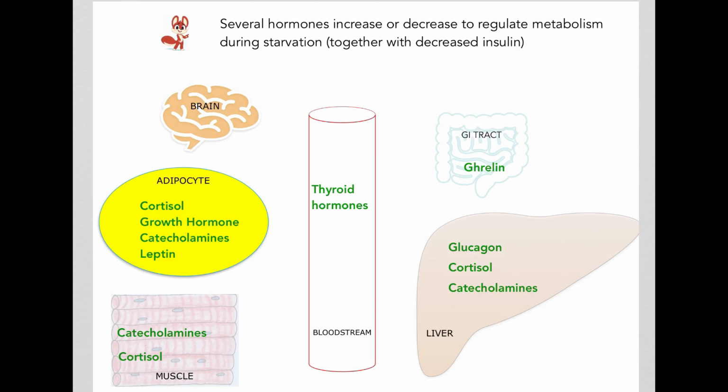Several hormones either increase or decrease to regulate metabolism during starvation. So besides glucagon, as well as the decreased insulin levels that we see during starvation, there are many other hormones that also play a role in regulating metabolism during starvation, and examples that we'll discuss in this or future videos include ghrelin, cortisol, catecholamines, the thyroid hormones, as well as leptin.